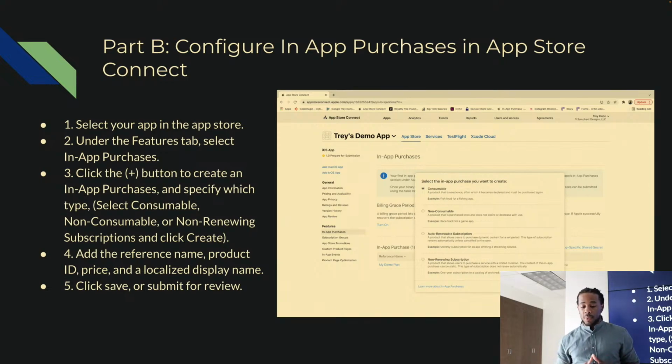Then I'll need to add information about the in-app purchase, such as reference name, product ID, and price. And then finally, I'll click Save. If you want to submit it for review for the App Store to actually be live on the market, you would do that as well. But keep in mind, for testing purposes, you do not have to have your in-app purchases reviewed.